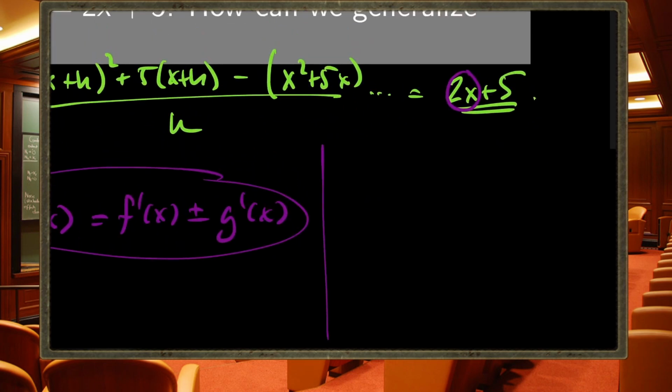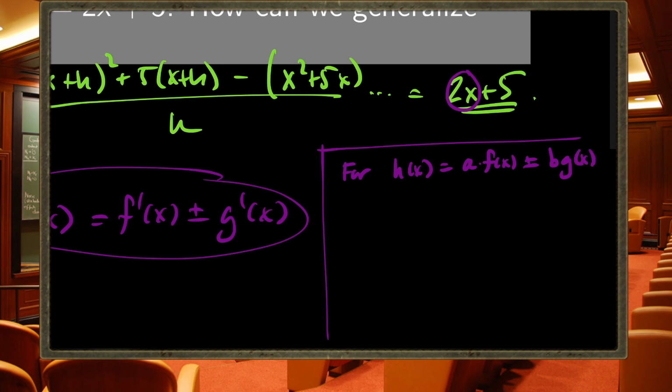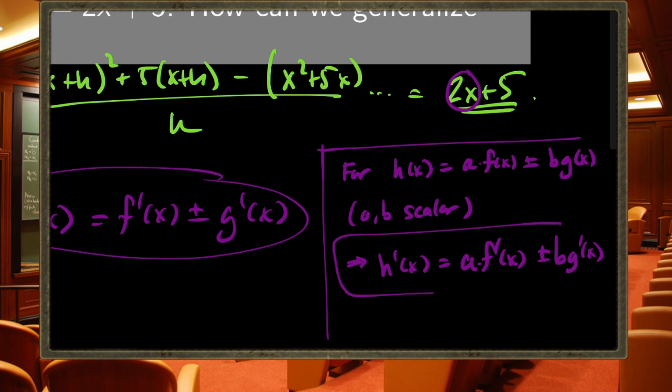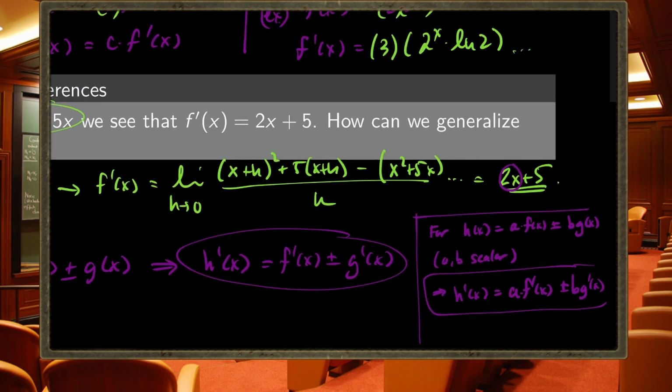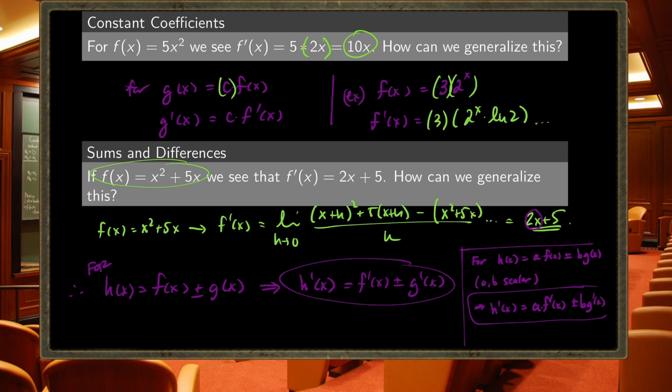So in general, though, one way to summarize this whole slide is for if I have some function h, which is, let's call it, a times f plus or minus b times g of x. A and b are scalars, scalar coefficients, meaning not functions, just real numbers. And this tells us that h prime of x is a times f prime plus or minus b times g prime of x. Okay, and you'll have a chance to practice with that as well.